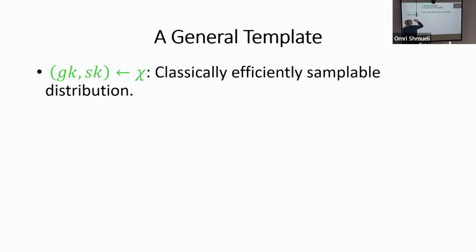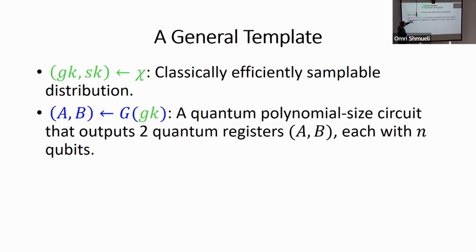There is a classically efficient samplable distribution, QIP. We sample a generation key and a secret key. We have a generator that gets this classical generation key and outputs two quantum registers. Each of these registers is n qubits. It is a pure quantum circuit.